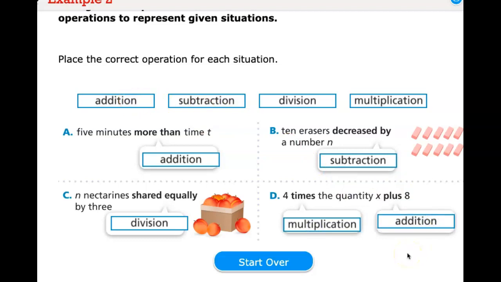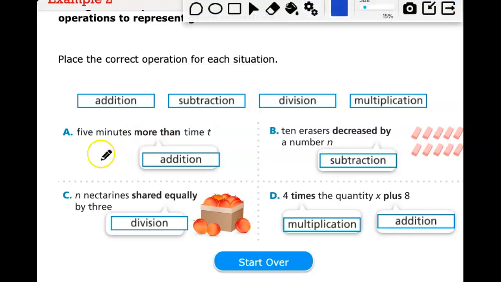But then, Quinn, how am I going to write an expression that represents the first one? 5 minutes more than the time t. How could I write an expression for this, letter A? Quinn, would you like to try? I raised my hand by accident. It's okay. Wanna try it? No thanks. How about Himanzi? I didn't hear from you today. Are you okay? Yeah, I'm trying to do something. That's fine. All right. So I'll be back with you.